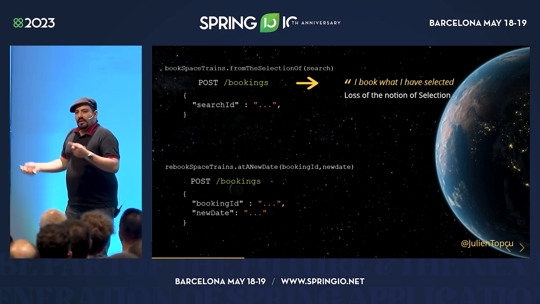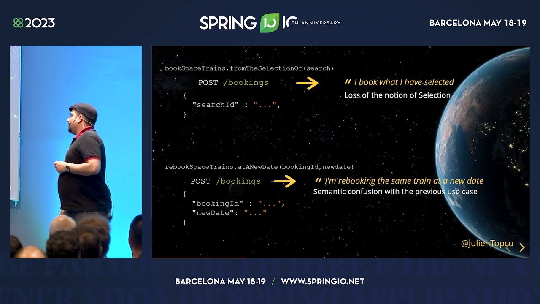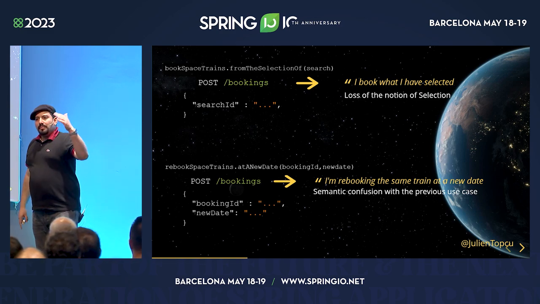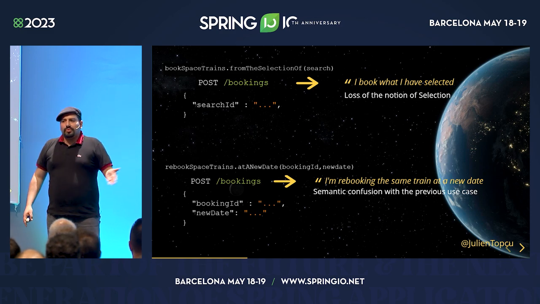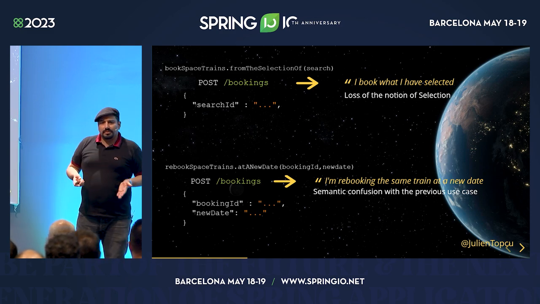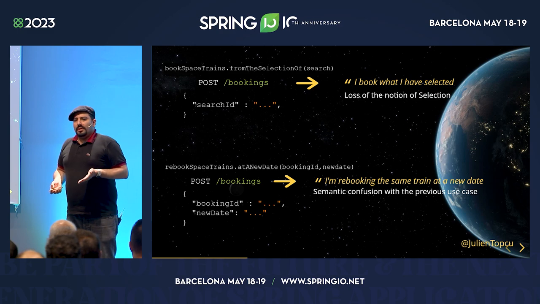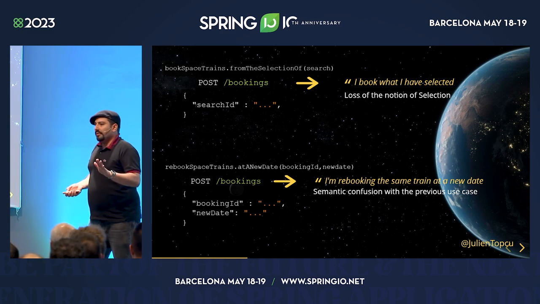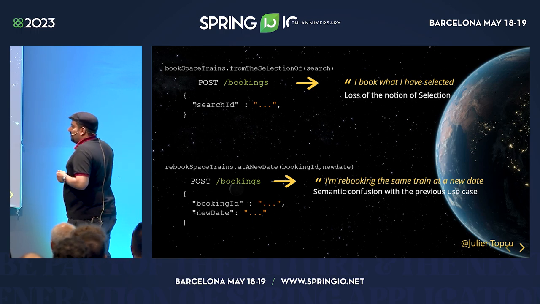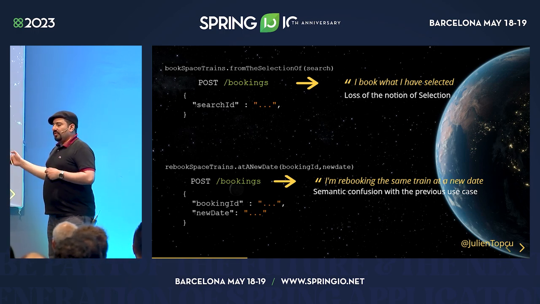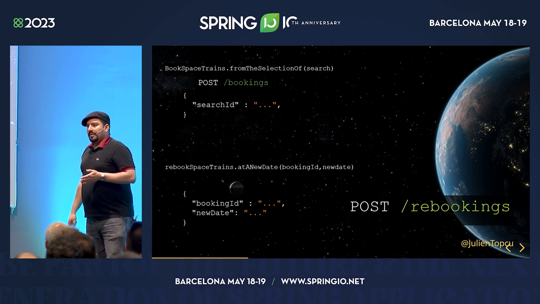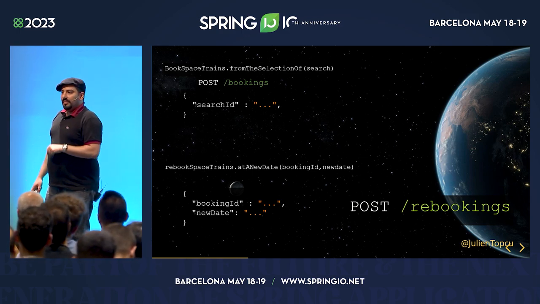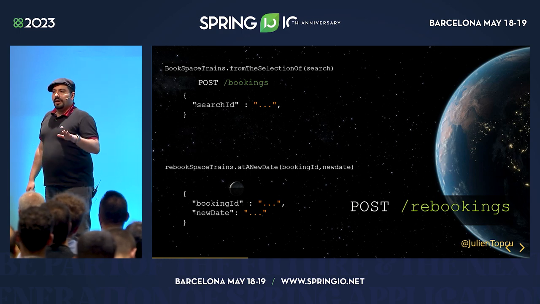Okay. Second use case, the problem is that we have a semantic confusion with the previous one. On the same endpoint, you have different use cases, so it's quite hard to understand which one you are in, right? You create a booking, but for which purpose? Quite hard. So in the second use case, some people are doing that instead to fix the problem: post rebookings. So it can be a great solution. Unfortunately, not in my case. And I will explain why.